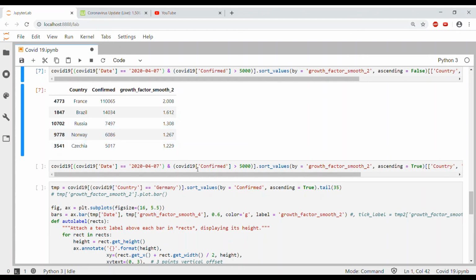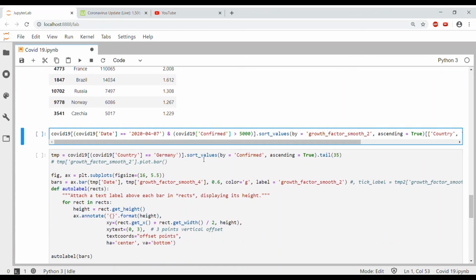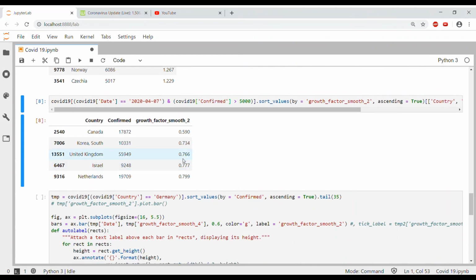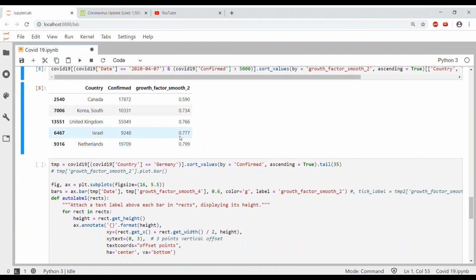And then let's look at the countries who are doing better in terms of growth factor. So Canada has the lowest growth factor of 0.59, South Korea 0.734, United Kingdom 0.766. We have seen a rapid rise in number of deaths in UK in recent days, but at least the spread is slowing down. Then we have Israel 0.7 and then Netherlands 0.79.